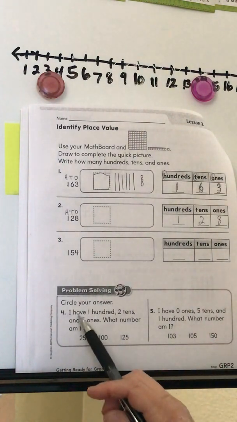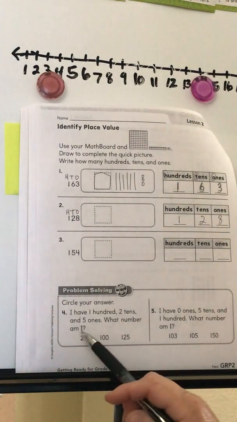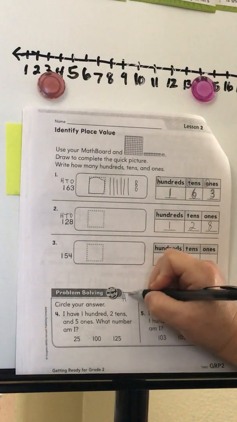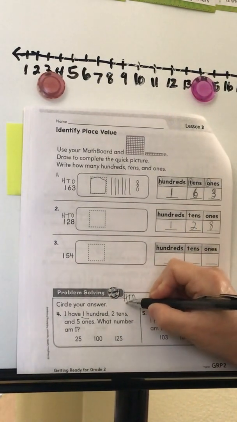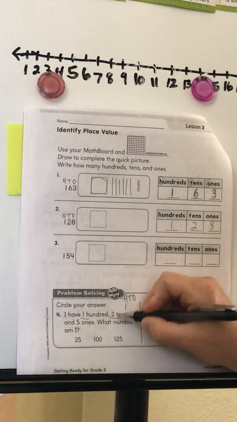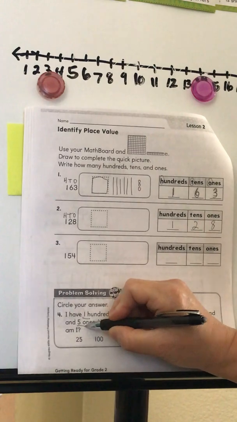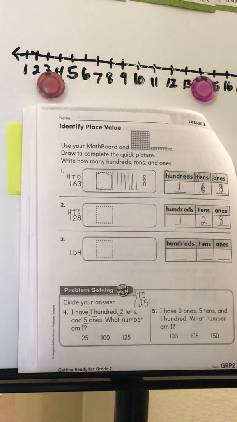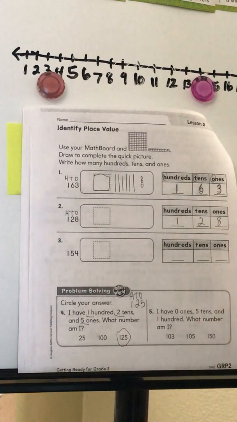Circle your answer. I have 100, 2 tens, and 5 ones. What number am I? Okay, so let's put our little HTO here. 100, so 1 under the H. 2 tens, so 2 under the T. And 5 ones, so 5 under the O. So that way I know my answer. My answer is 125. So I know what to circle.